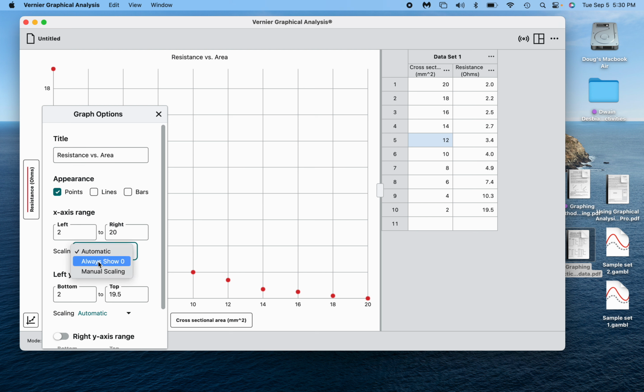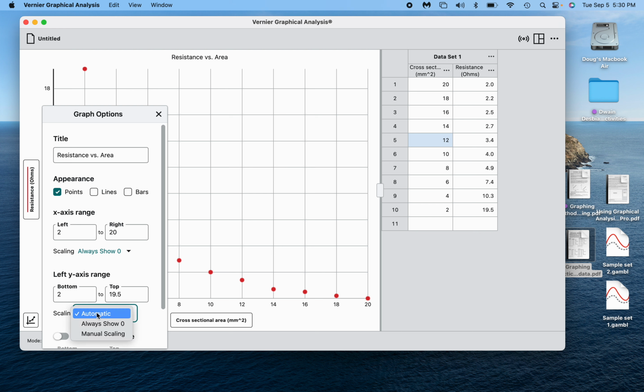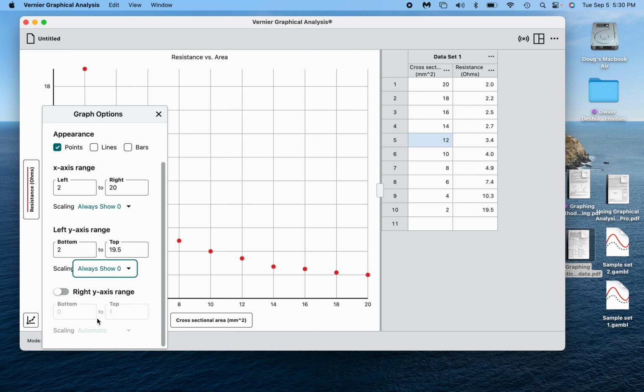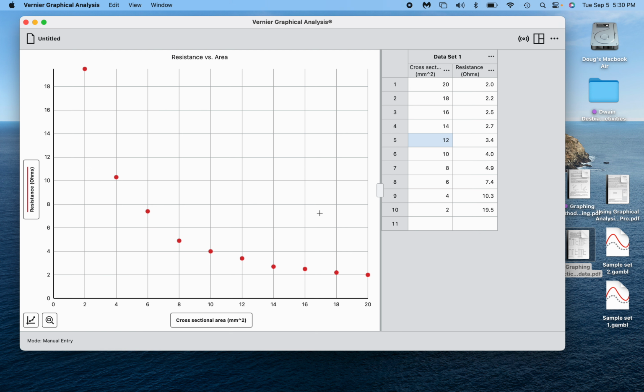I'm going to scale this from 0, always show 0, and I'm going to scale this one from 0, always show 0 as well. There is no right axis, so we don't need to worry about that. Okay, so that looks like some nice data. I mean, very nice data, actually.